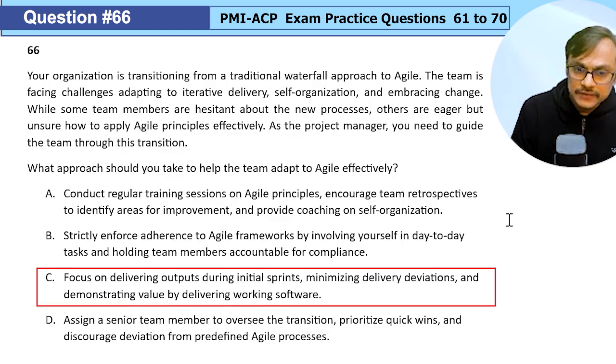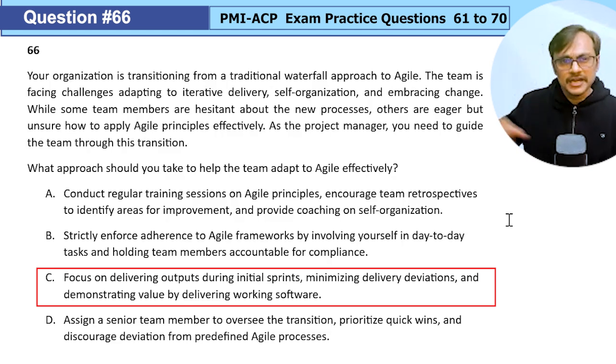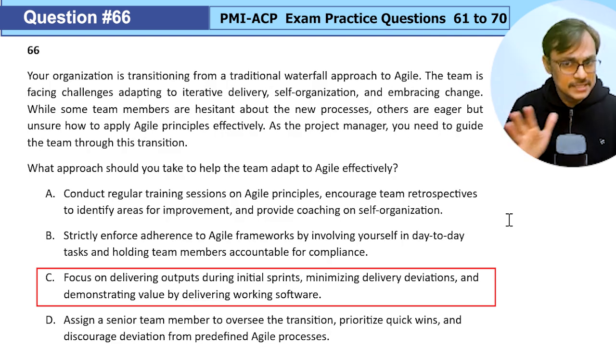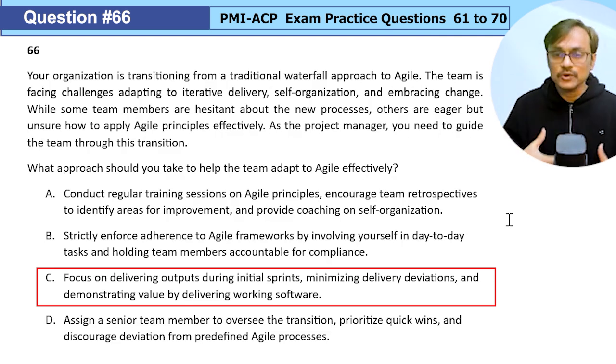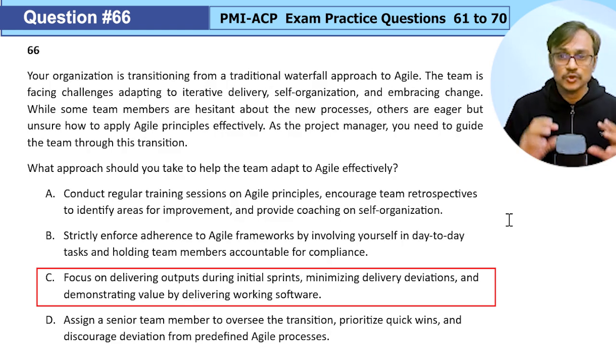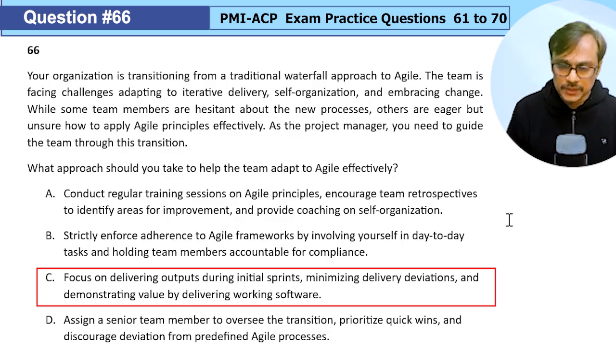Option C: focus on delivering outputs during the initial sprints, minimizing delivery deviation, and demonstrate value by delivering working software. Can be done, but it is not a people approach. It says let's show the result and results will speak. We don't want to talk about what we do and how we do it, let's get to the action. A little more aggressive approach. We need to focus on relations, build trust, and make people comfortable. Else I might become a micromanager running the show to produce the delivery.